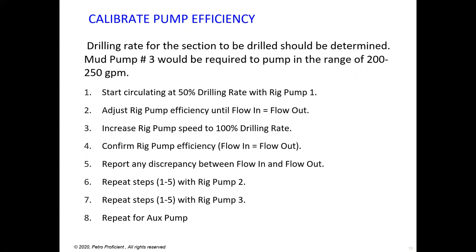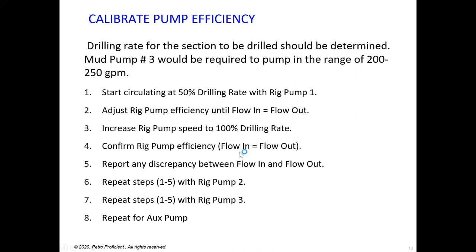You use a different method to calibrate your pump efficiency. As most of us know, pump efficiency is a factor that you always multiply to your pump calculations of GPM. What you do is pump through the MPD system, the Coriolis meter, and you change your pump to different speeds. And you check if your flow in and flow out are equal. If not, you adjust a factor to make them equal.